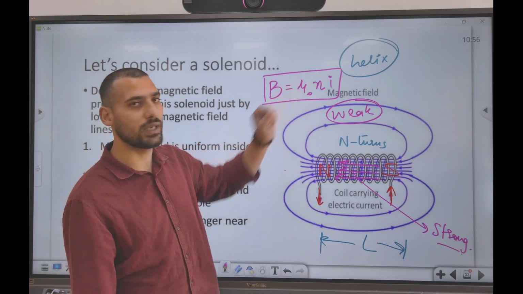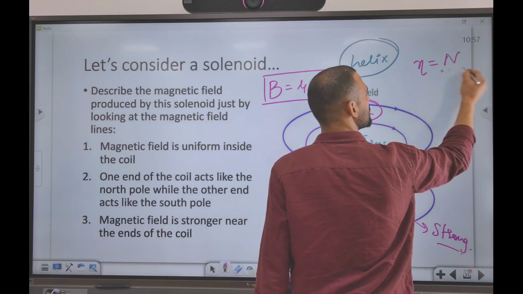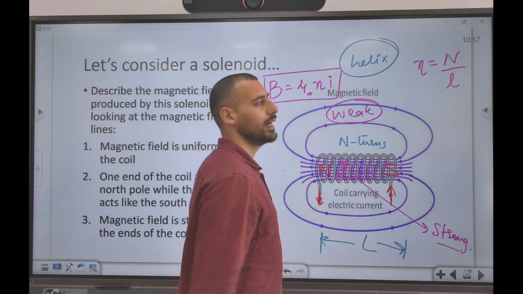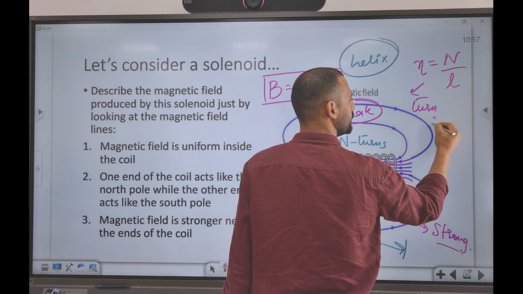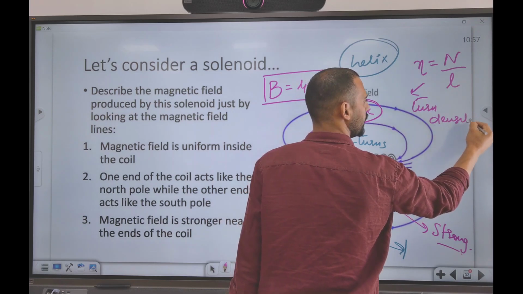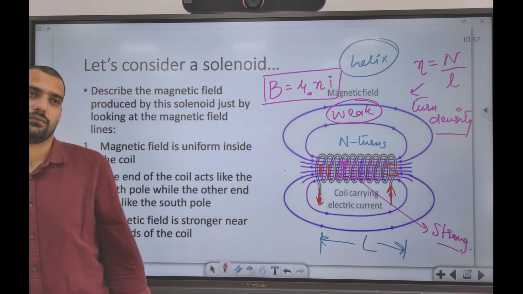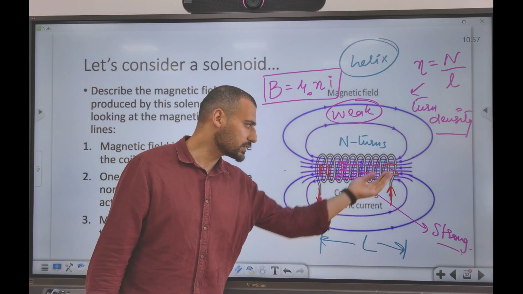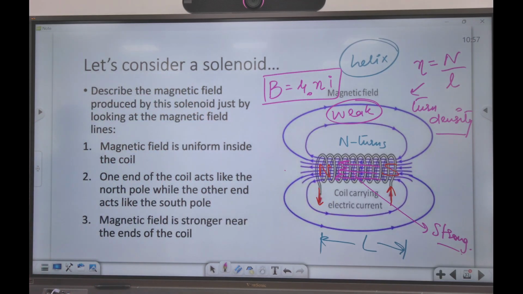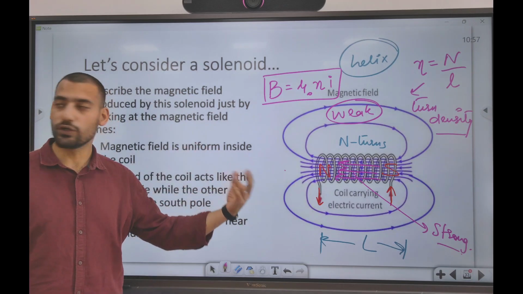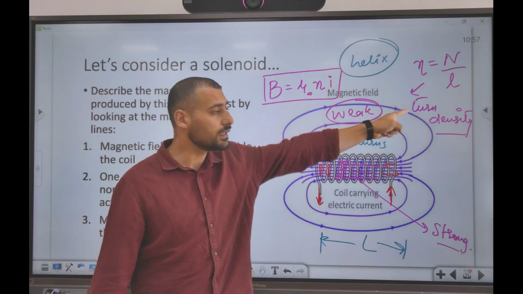Fine. What is the small n? Small n is the total number of turns upon length, and this is simply the turn density. Whatever the density is, number of turns per unit length. And if you have to find the direction, I have already given you the direction: north to south. Is that fine?